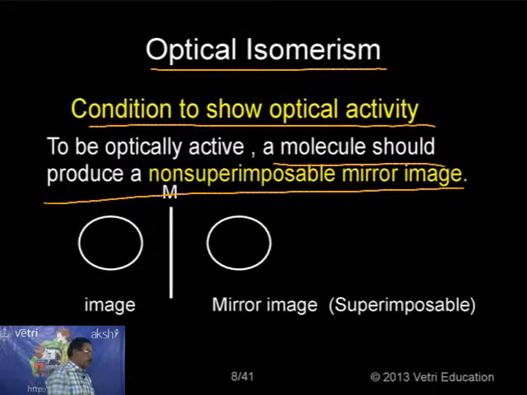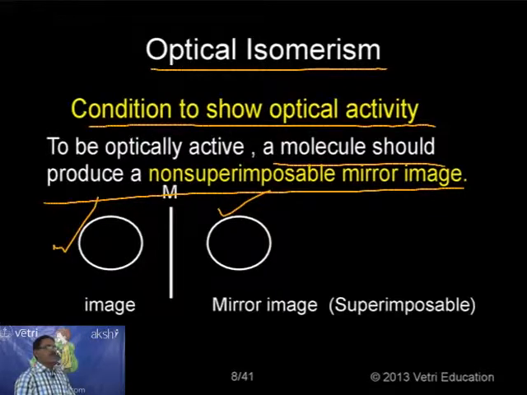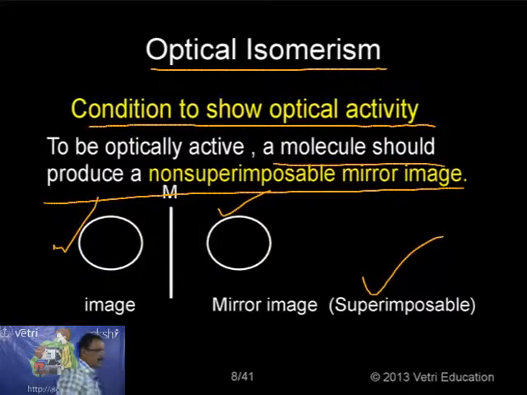So, a specific example here. This image on the left side is the object. You take a mirror and construct a model again. This is the mirror image. You take that image, construct its mirror image, and fit one over the other. If one fits over the other, that is called superimposable. If it does not fit, it is called non-superimposable.